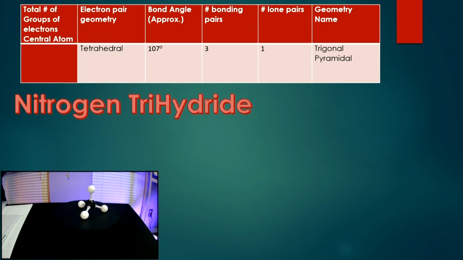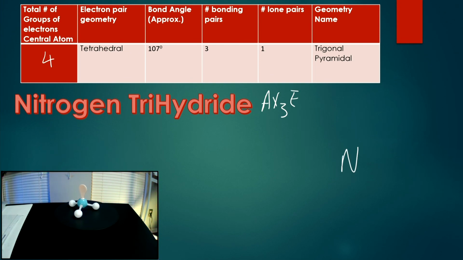So next up is nitrogen trihydride. In our chart we see that there are 3 bonding and 1 lone pair, so that will be AX3E. That gives us a total of 4 domains surrounding the central atom.